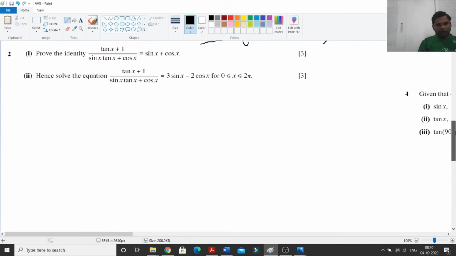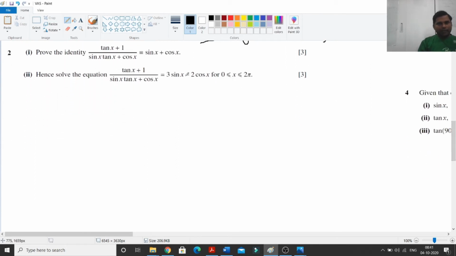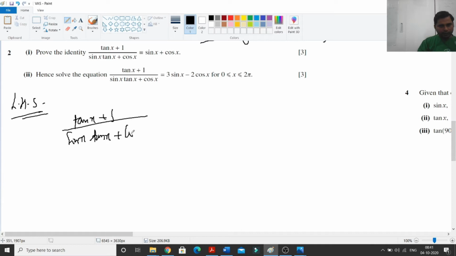Let's solve question number 2. Tan x plus 1 divided by sin x tan x plus cos x. So whenever there is a tan x, you change it to a simpler form, which is sin x over cos x. So let's use the left hand side. So tan x plus 1 divided by sin x tan x plus cos x. So simplify, write tan x as sin x over cos x.